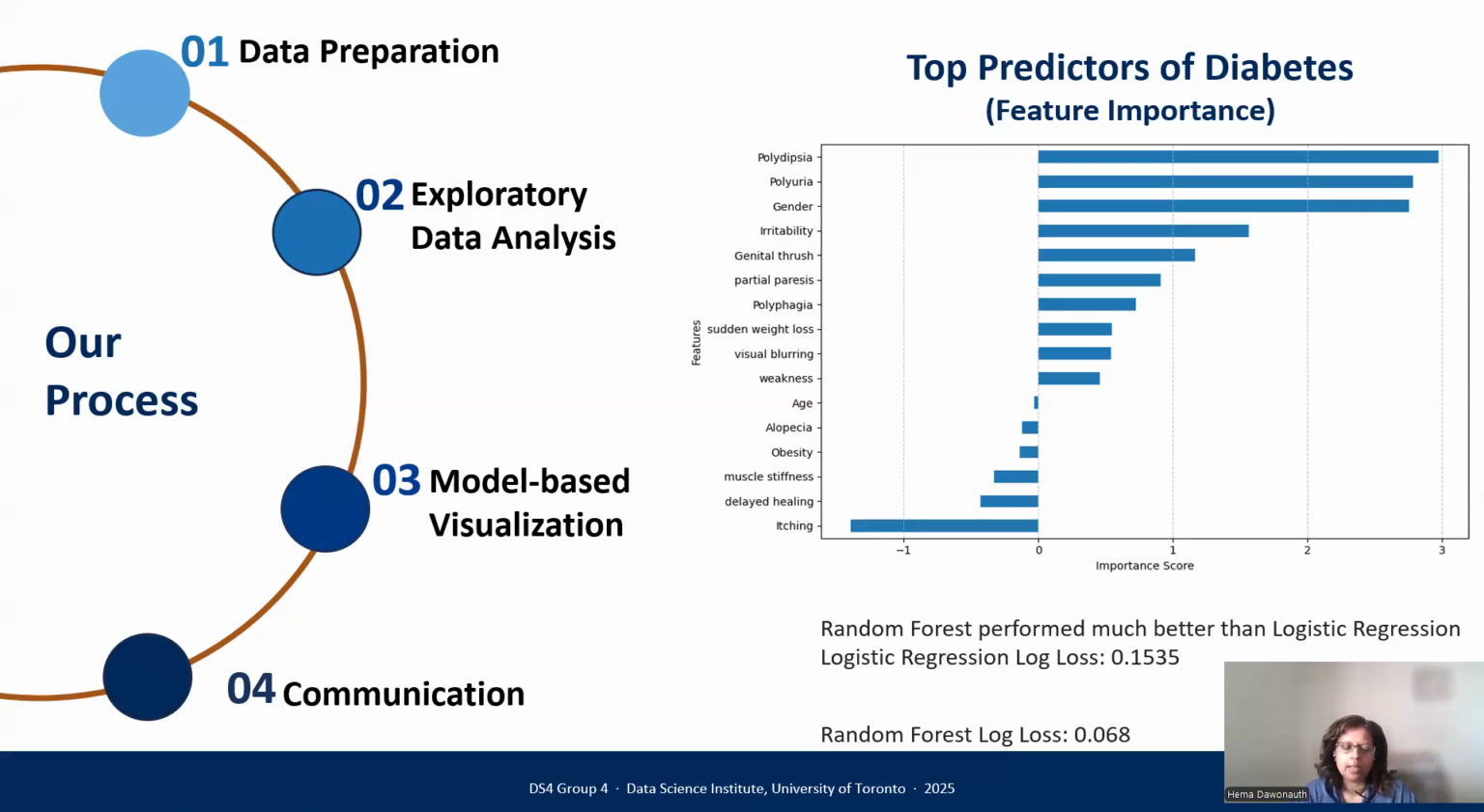Then we used model-based visualization. We used random forest and logistic regression on the data set to predict whether a person is at high risk for diabetes. So far, random forest was better when we did the evaluation. The log loss was just 0.068, compared to 0.15 for logistic regression. After that, we decided how to communicate it to the public and healthcare professionals, and what the best way is.